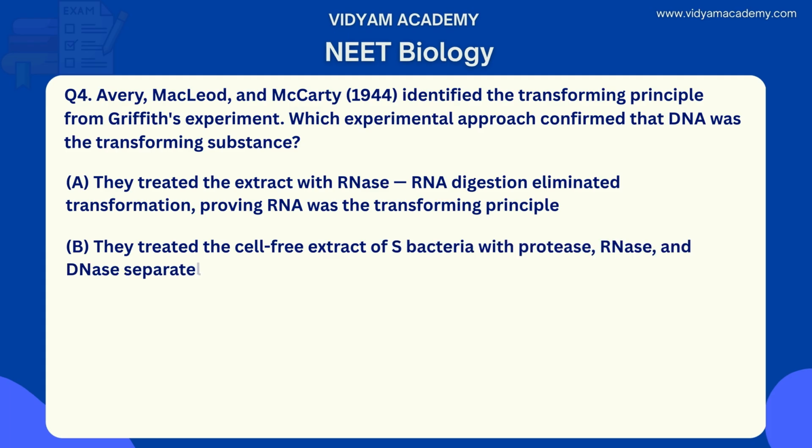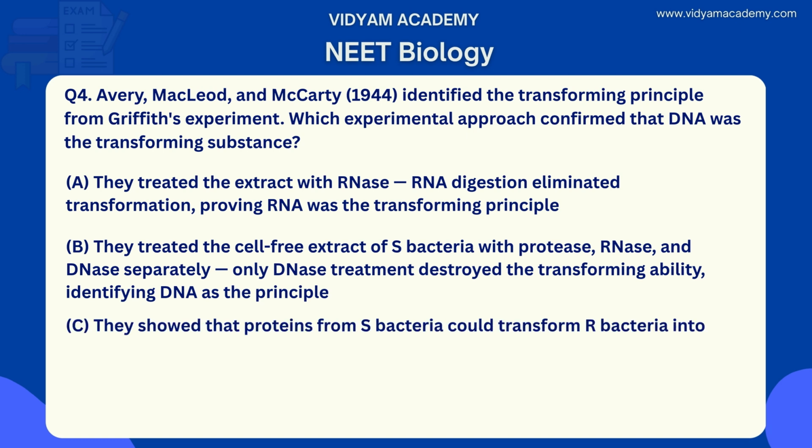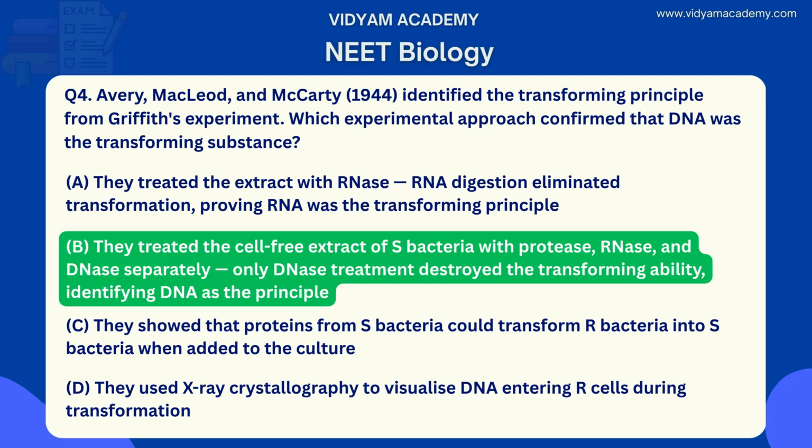Option B. They treated the cell-free extract of S bacteria with protease, RNase, and DNase separately. Only DNase treatment destroyed the transforming ability, identifying DNA as the principle. Option C. They showed that proteins from S bacteria could transform R bacteria into S bacteria when added to the culture. Option D. They used X-ray crystallography to visualize DNA entering R cells during transformation. What is the right answer for this question? B is the right answer.